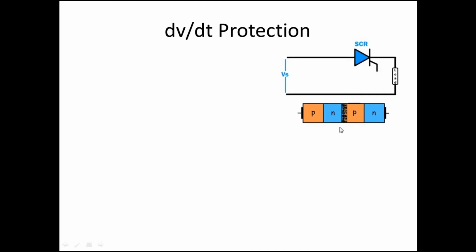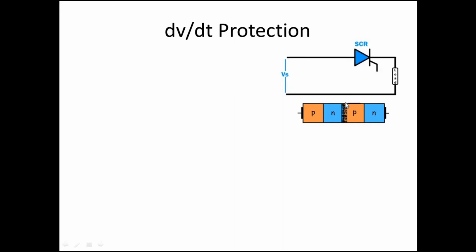Next is protection against high dV/dt. Again consider the SCR here. Consider it is in the off state initially. While considering the structure during the off state, the junction J2 will have some depletion region.